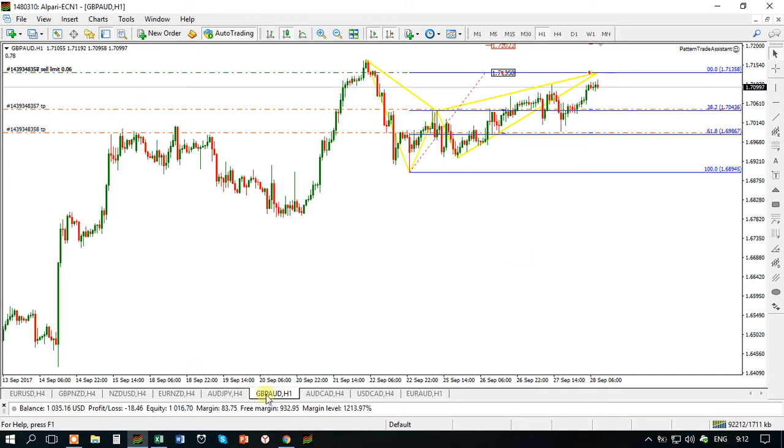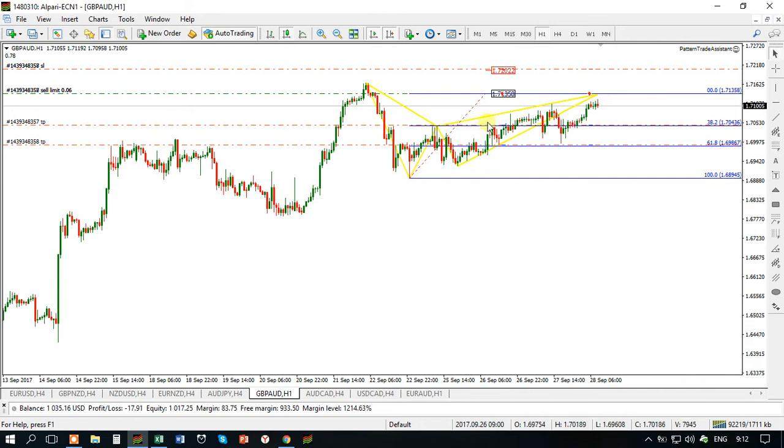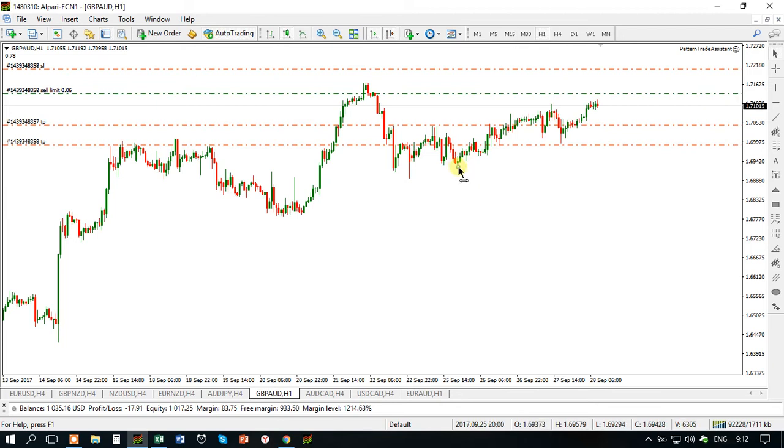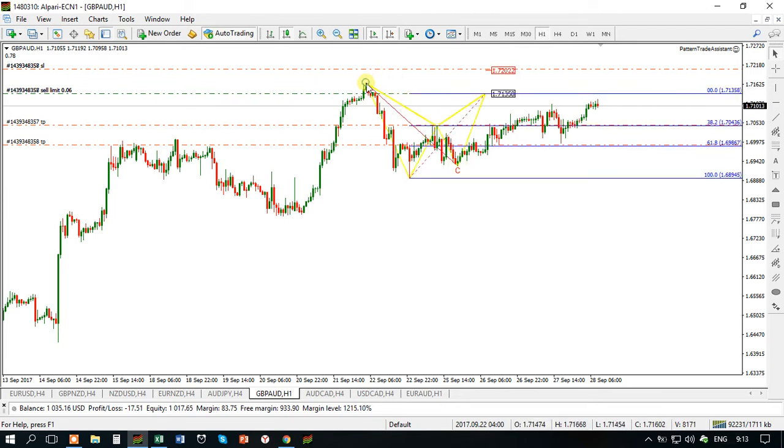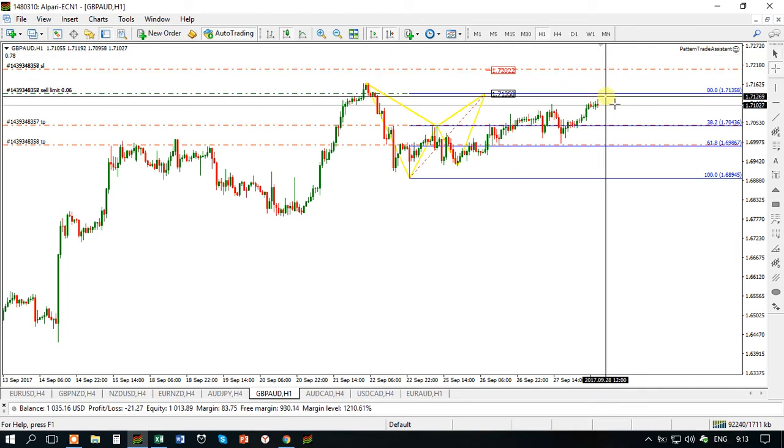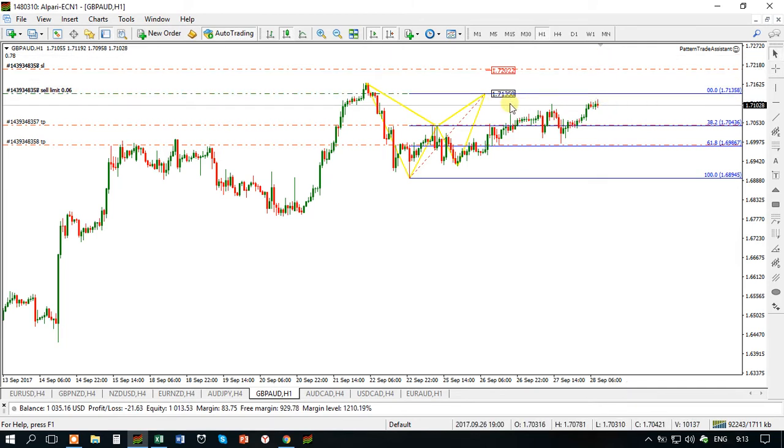Okay, pound Aussie 1 hour. Entry, stop loss 1, stop loss 2. Let me move them this way, from here to here. Oh, okay, let it be this way. It didn't move. If it triggers, then it triggers. If it doesn't trigger, then it doesn't trigger.